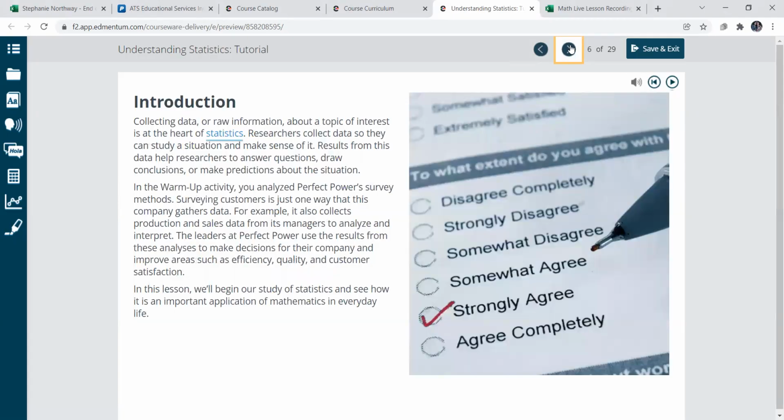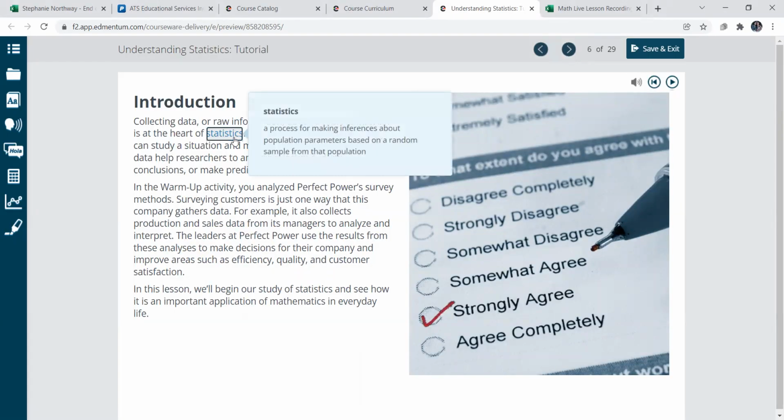All right. And then statistics, so basically just getting to the bottom of it. The process of making inferences about the population parameters based on a random sample. So you're picking a sample population and then you're making an inference, which is like a conclusion based on your sample population.